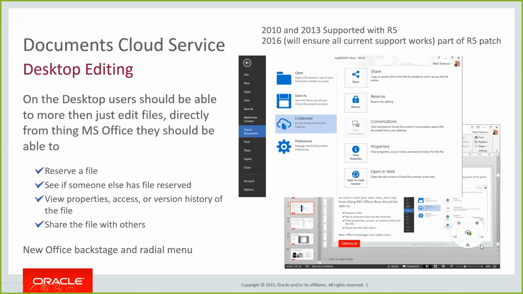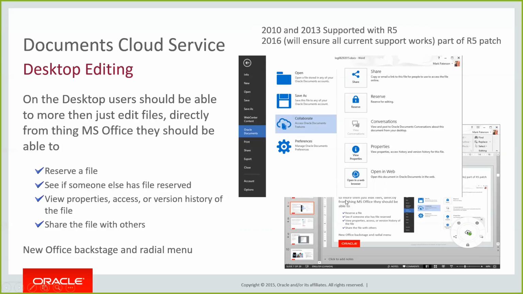primary interface of the Document Cloud Service, this radial menu that you can use, for example, to check the status of the file, if the current version of the document is synchronized with the online version. You can also open the document directly in the browser from this radial menu. You can share it directly from here. You can reserve it. You can see when a document has been reserved by somebody else. You can see information about the document very easily directly from this radial menu.